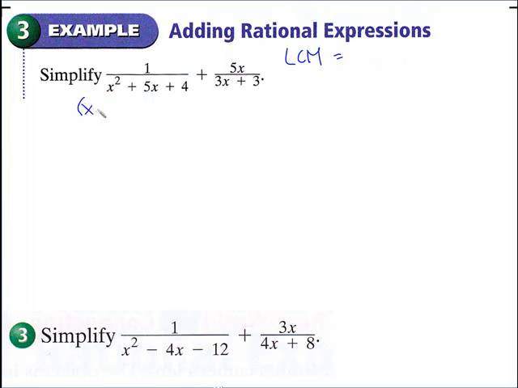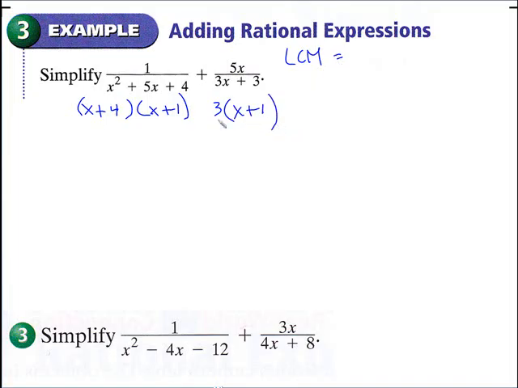So this would be x plus 4, x plus 1. Once again, you would actually be factoring for all this. I'm just saving time, because you should know how to factor from chapter 5 anyway. Over here, the GCF is 3, so 3 times x plus 1.